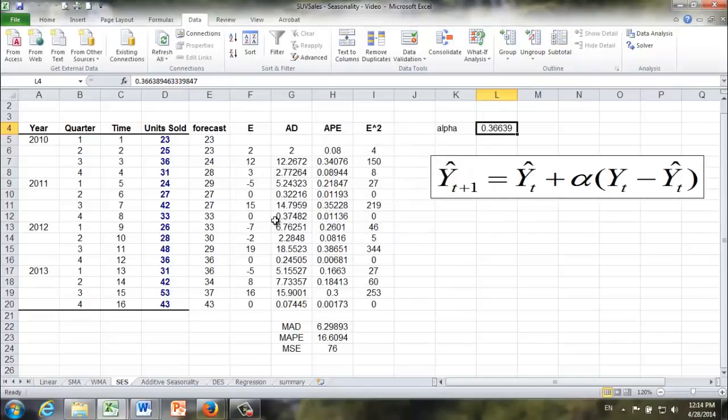See what we find. The optimal alpha value turns out to be 0.36639. As a result, the optimal or the minimal MSE is going to be 76. And that's how the simple exponential smoothing method works. And that's how we can find the optimal alpha value to minimize MSE.